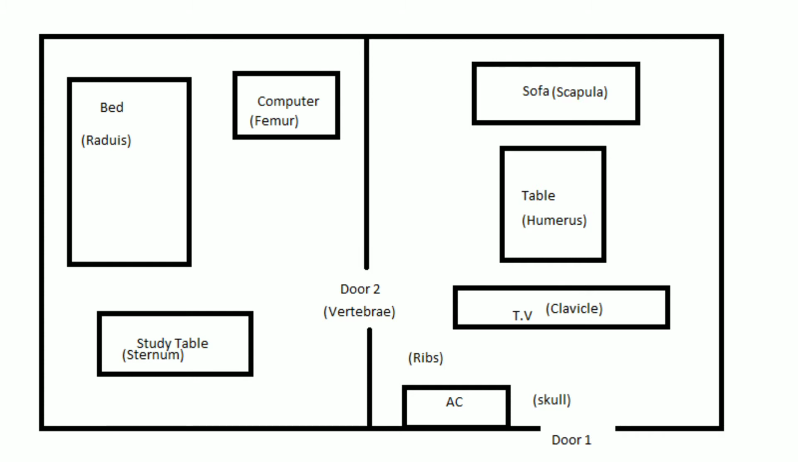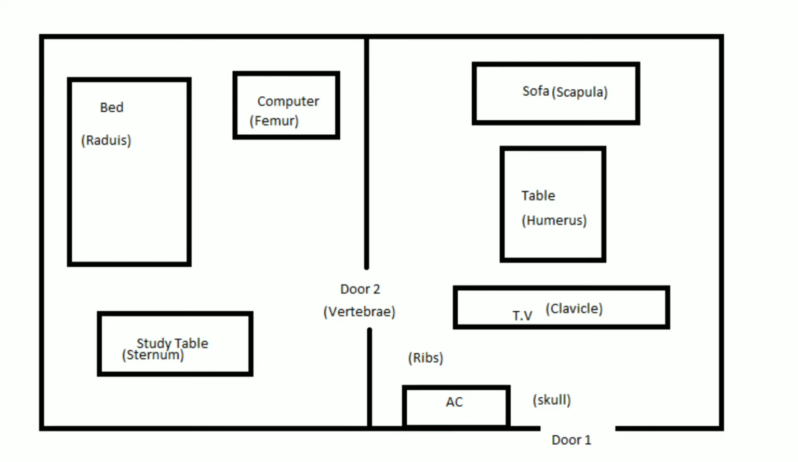Okay? Then the AC will be the ribs. Whatever it is, that AC is the ribs now. The TV will be the clavicle. The table will be the humerus. Are you thinking it? The sofa will be the scapula. Now, as we enter the main door of your room, think of that second door as the vertebrae. Next is the computer, we will replace it to be the femur. Study table will be the sternum. The bed will be the radius.